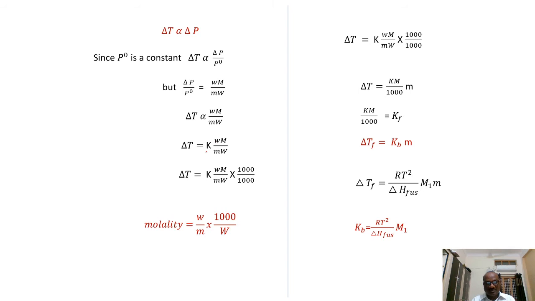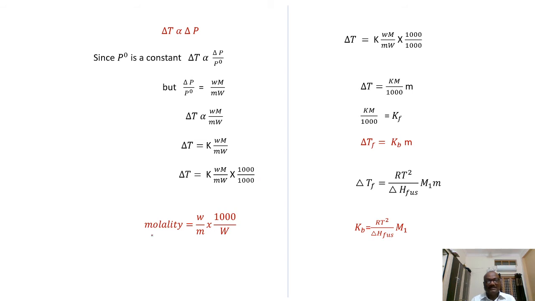Remember, K is a constant, small w is the weight of solute in grams, capital M is the molecular weight of solvent, small m is the molecular weight of solute, and capital W is the weight of solvent. We know these things because we have already discussed them in the remaining colligative properties. To introduce the term molality, let us divide and multiply this equation by 1000.